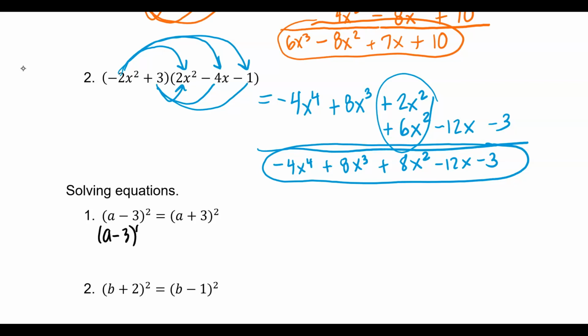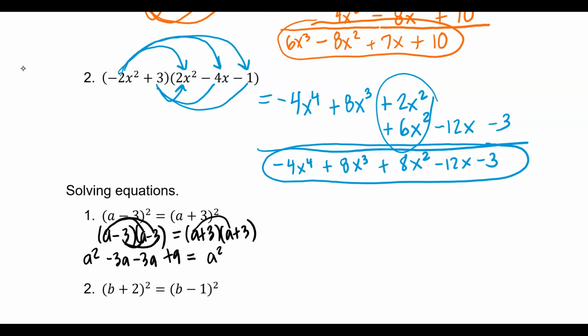(a - 3) times (a - 3). On the right side here, we have (a + 3) times another (a + 3). And we're going to FOIL this out. We have a squared, minus 3a. Inner would be minus 3a again. And last would be plus 9. On the right side of the equal sign, we have a squared plus 3a plus another 3a plus 9.